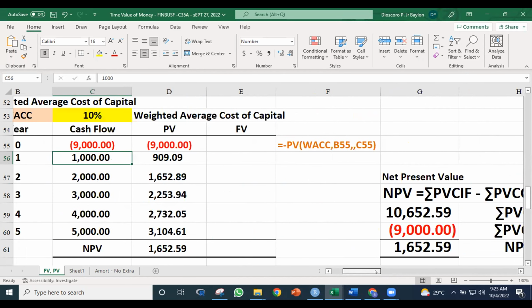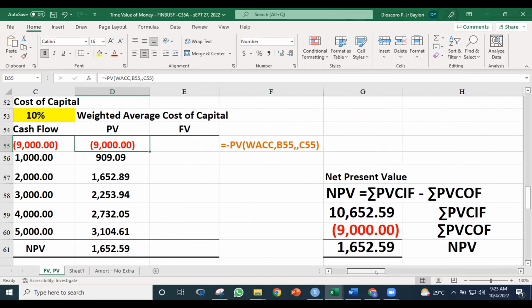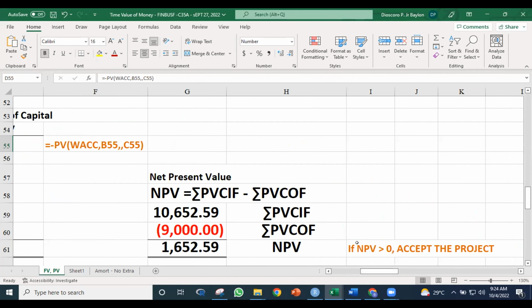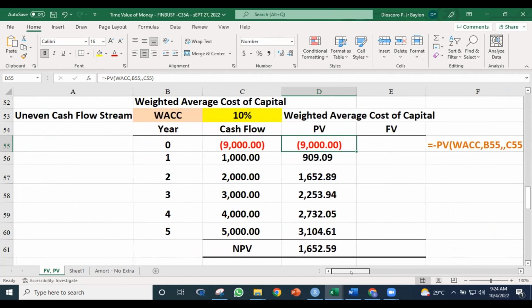And then since this cash flow has negatives and positives, we segregate the sum of the negatives and we call it the present value of your cash outflows. So this is the summation of the present value of your cash outflows. And since it's only one, then 9,000 here. On the other hand, we have the present value of your cash inflows. So we added all of this, okay, and we got 10,652.59. And then we netted the two amounts to get 1,652.59. Since the net present value is positive, which means that the present value of your inflows is greater than the present value of your outflows, then the project is feasible.